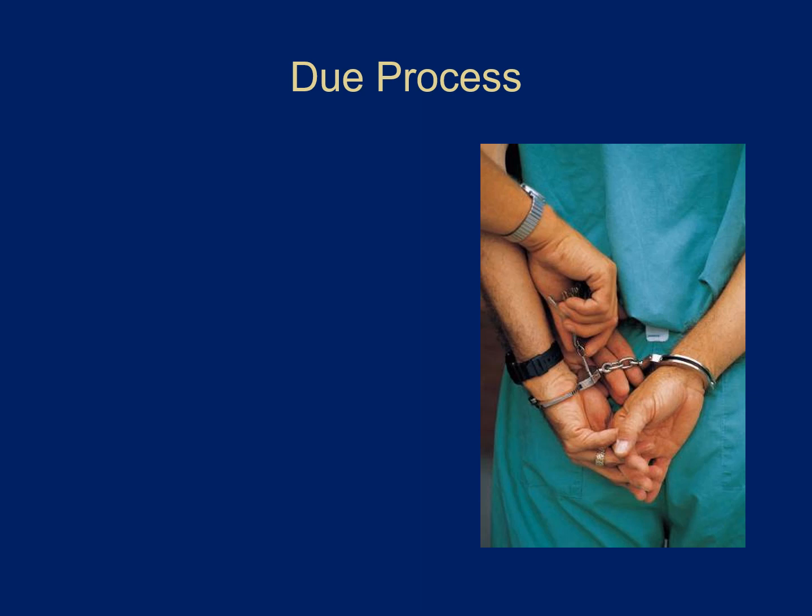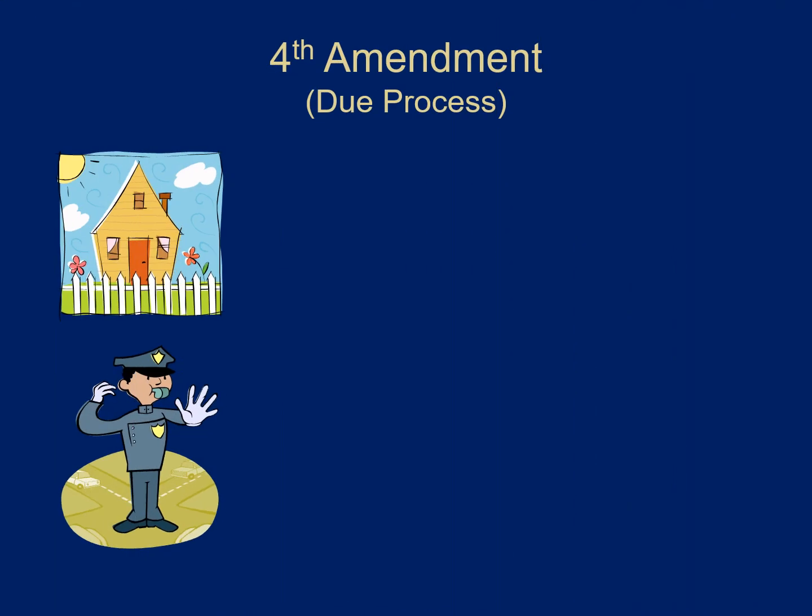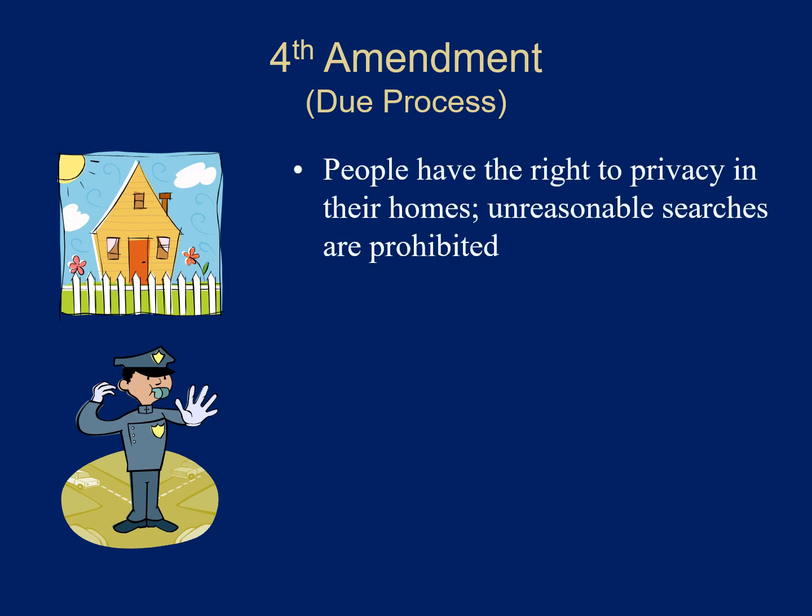Essentially, due process requires the government to follow a set of guidelines or procedures if we are accused of a crime. These rights are found in Amendments 4 through 8. The Fourth Amendment declares that we have the right to privacy in our homes. We have protection against unreasonable searches.